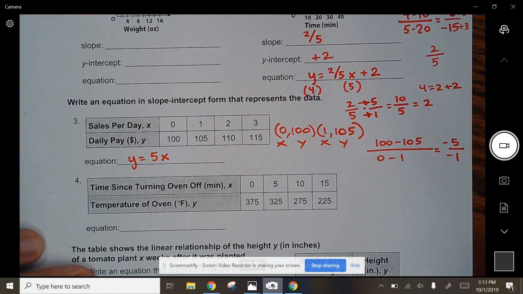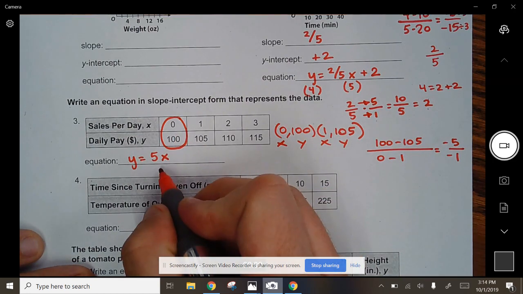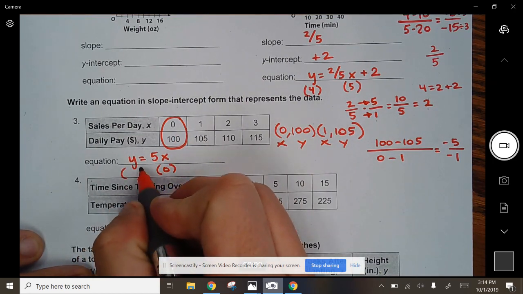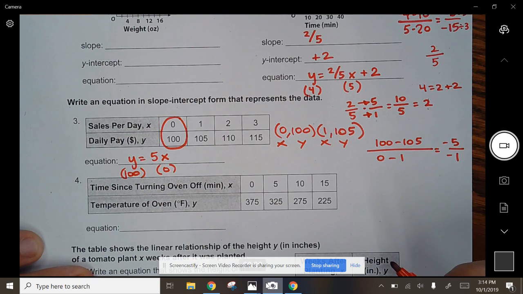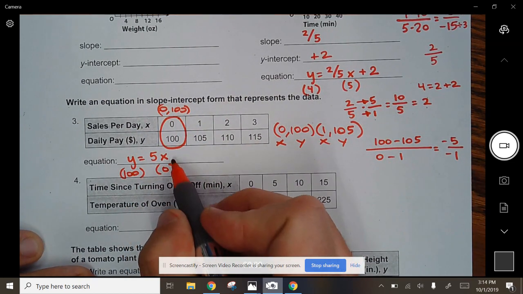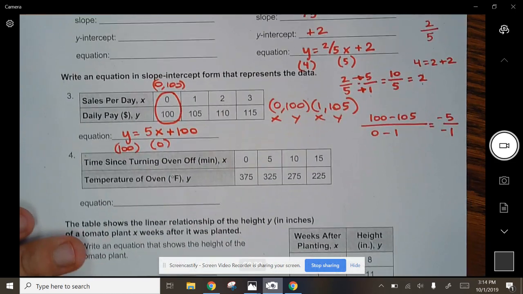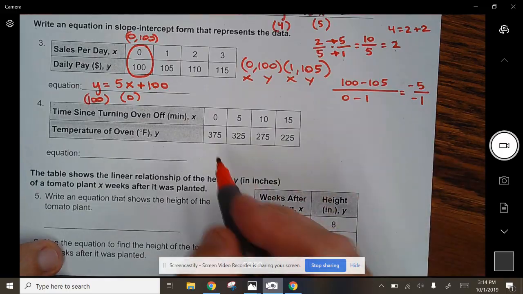We got that. Now, this is my cheat code. I know whenever 0 is x, that's my y-intercept. But if we plugged in 0 here, and right here would be 100, right? We plugged in this coordinate. That coordinate is 0, 100. We would have to add 100. All right, let's keep going. Actually, you can do this one on your own. I'm not going to do the whole thing for you.